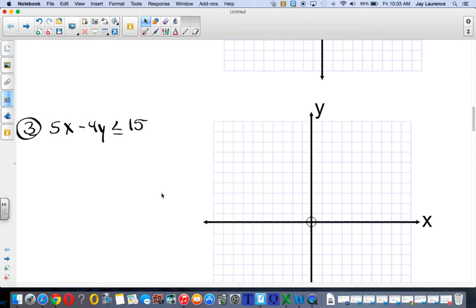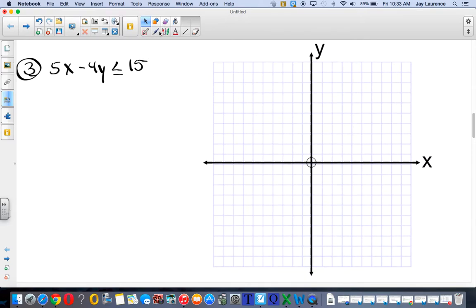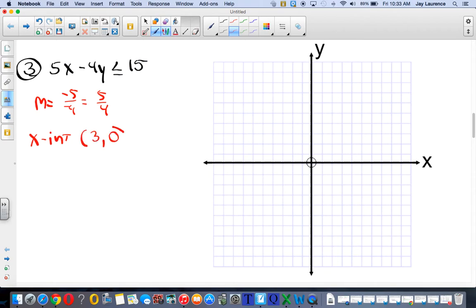It's written in standard form, and just like in the last problem, I'm going to find out the necessary information. I think I'm going to get the slope, which is going to be -5 over -4, which is better said as 5/4, right? And then my x-intercept I think will be easier because it'll be a prettier number. So I'll get the x-intercept by using c divided by a. So my x-intercept will be 3, 0.